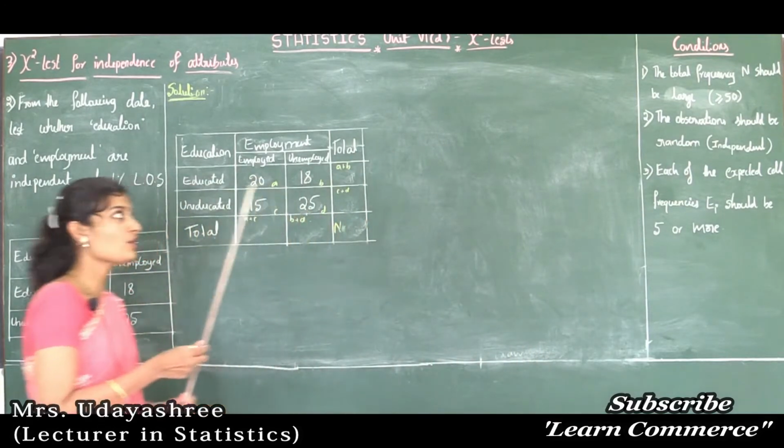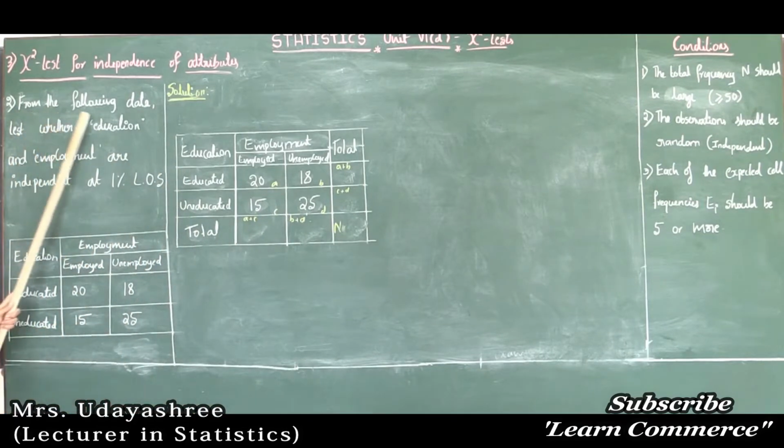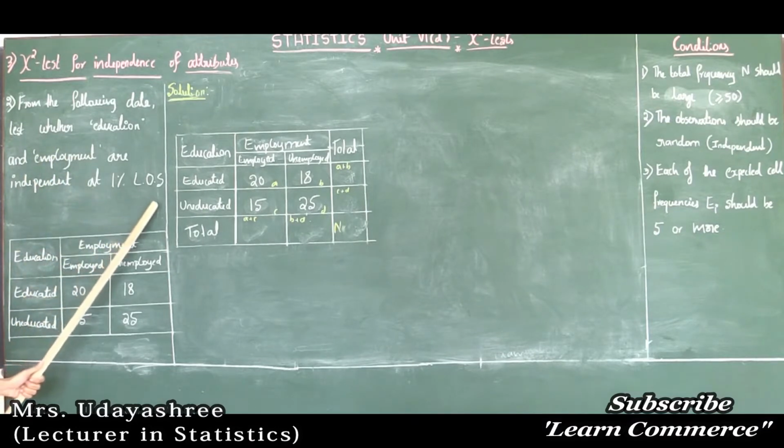In that, problem number 2: from the following data, test whether education and employment are independent at one percent level of significance. Here the given information is education and employment. Under education, the educated and uneducated. Under employment, employed and unemployed observations are given in the question.